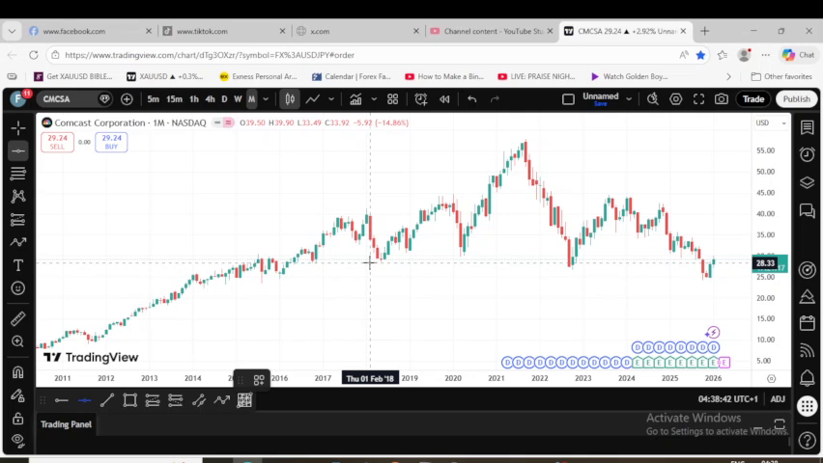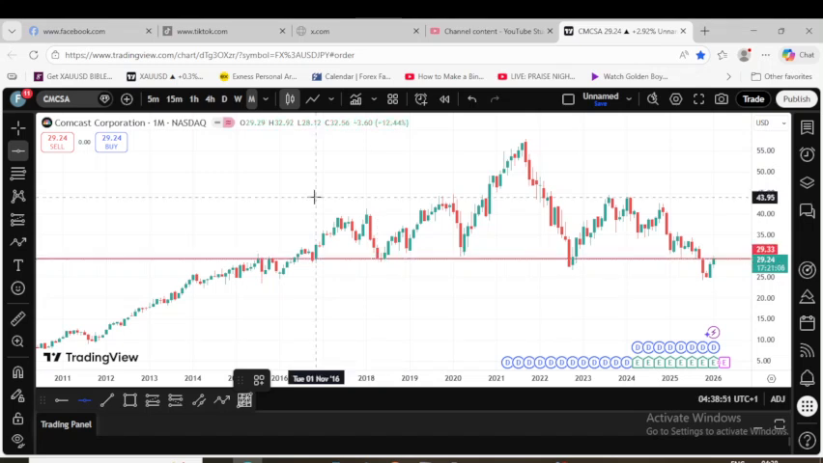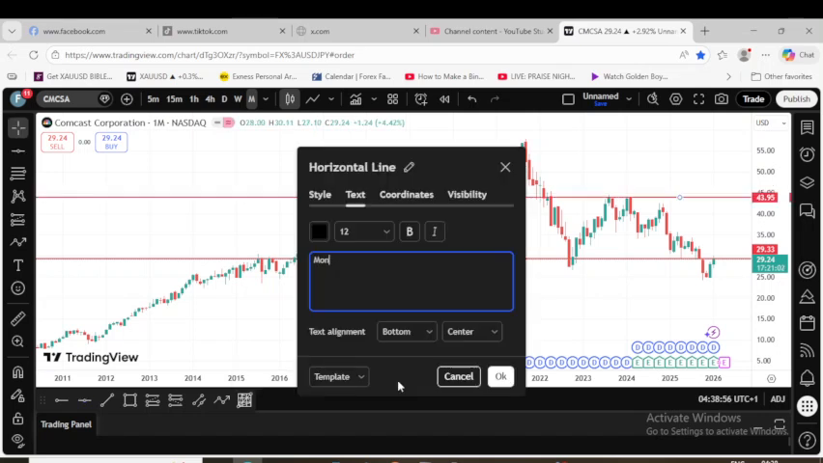Good morning, everyone. Today we're going to be doing a top to bottom analysis on Comcast Corporation. As usual, we'll start by identifying our zones, which are essentially higher level support and resistance levels. So this is my monthly zone. And then we'll also identify any potential trend line.